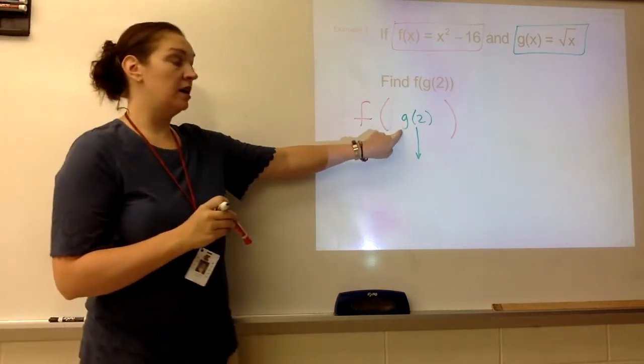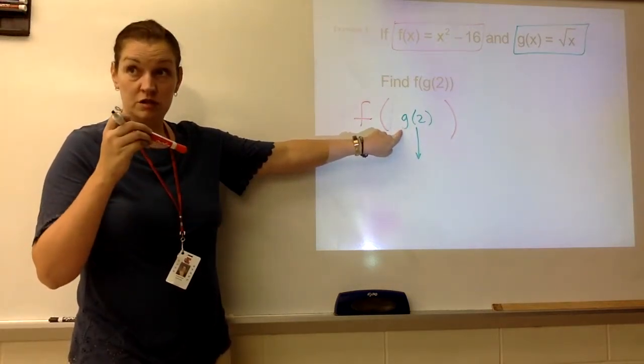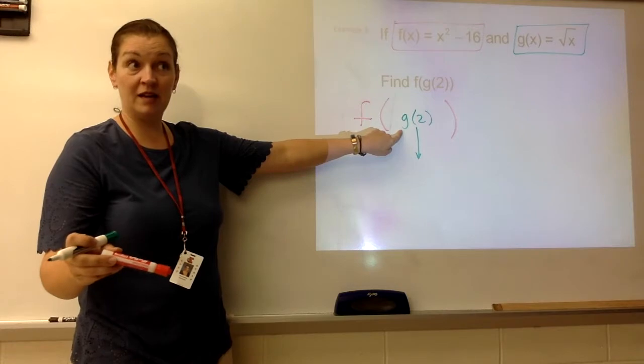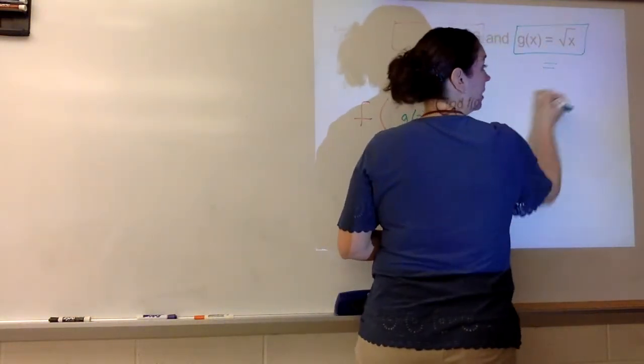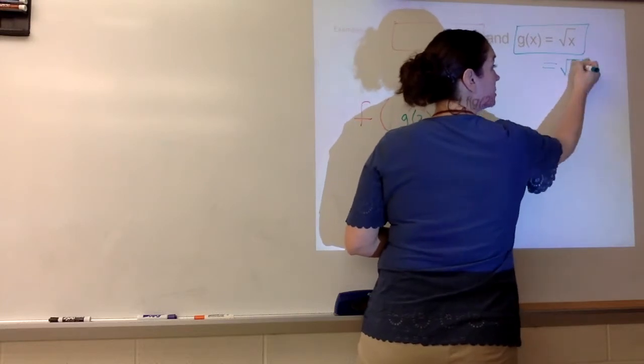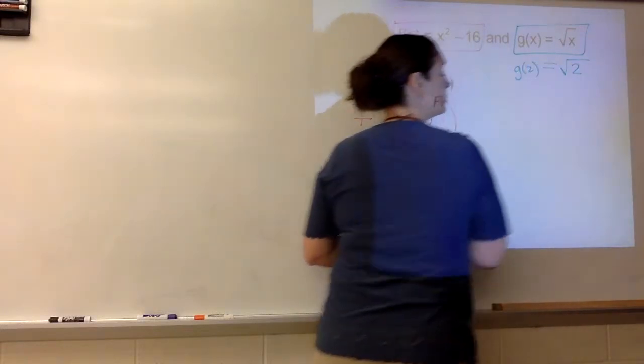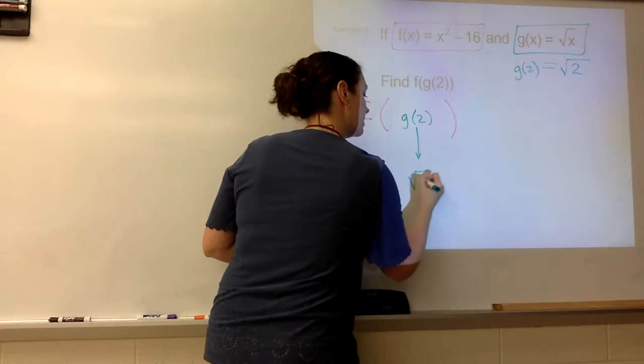Go to the g function and plug in 2. So I go to the g function, I plug in 2, what do I get? The square root of 2. So g of 2 is root 2. So this gets replaced with the root 2.